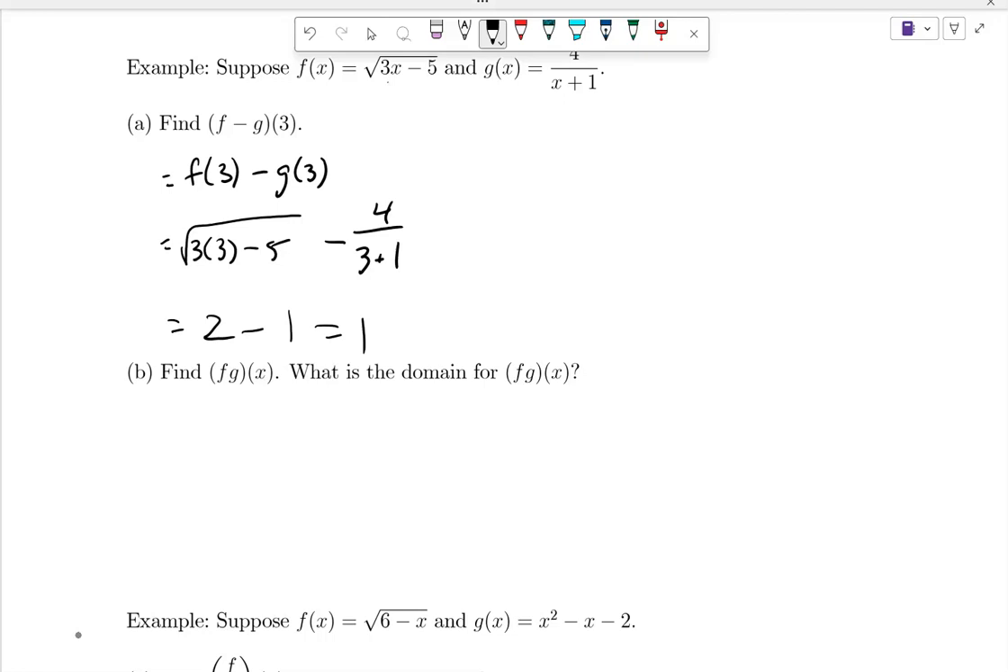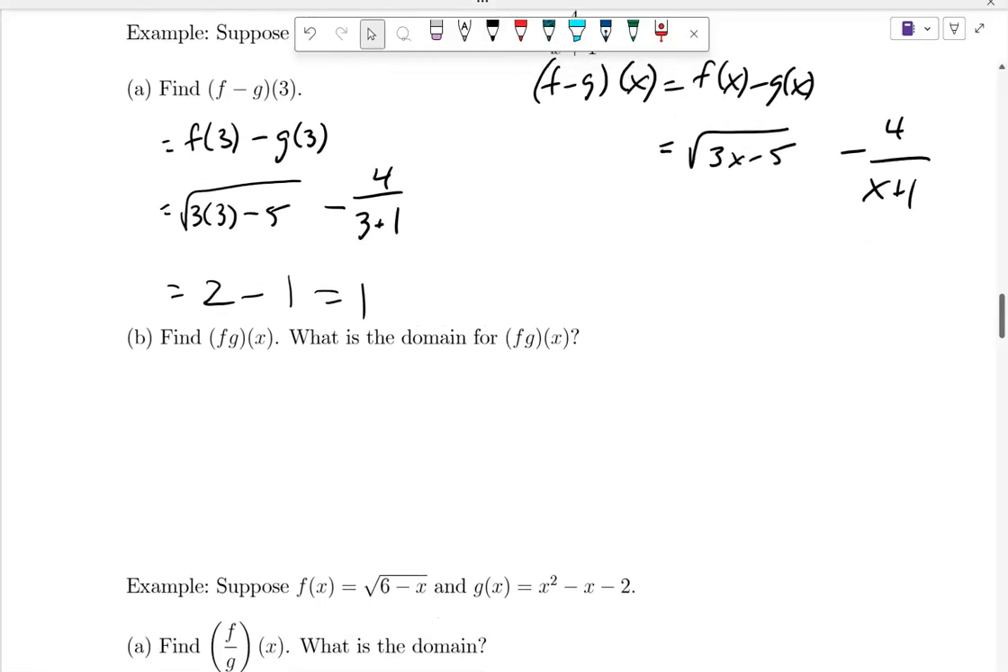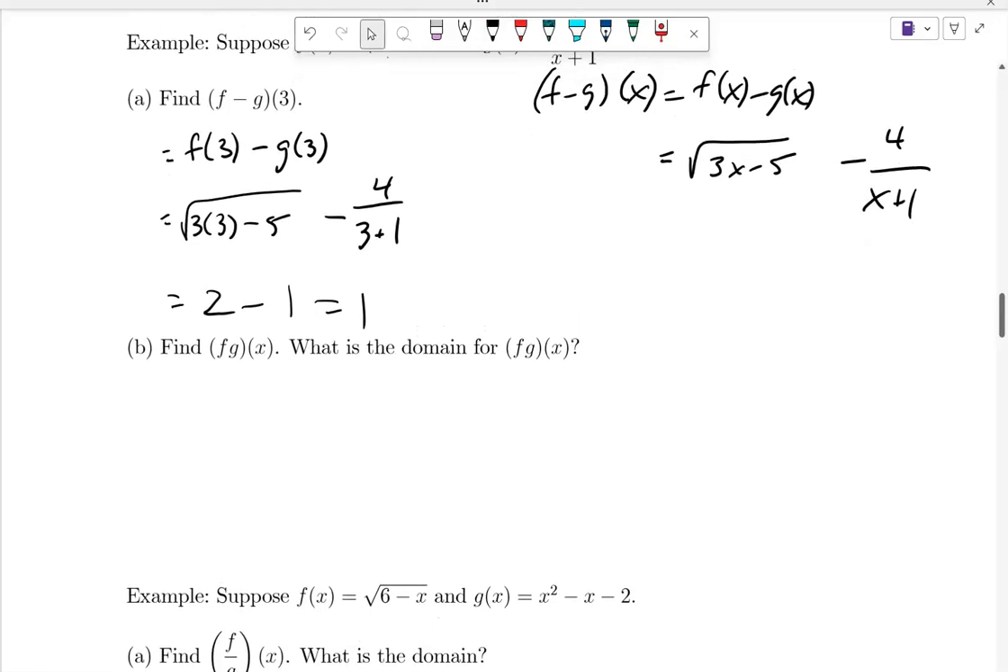Alternatively, you could have done f minus g of x first. Written it as f of x minus g of x, which would just have it with x's in it, right? Not a lot of simplifying you can do, but then you can just plug in your 3 again. You could have written it out with x's first and then plugged in 3 as well. Either way works. Okay? Doesn't matter. Okay. What about f times g?